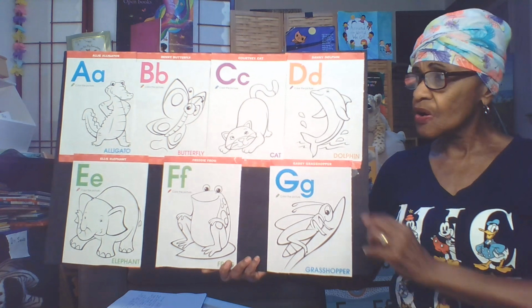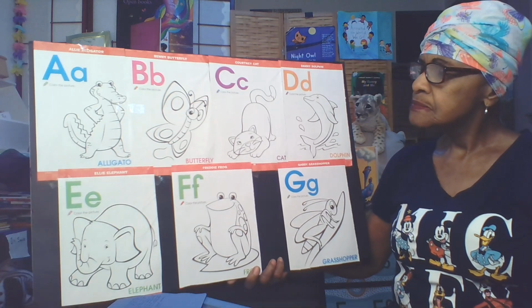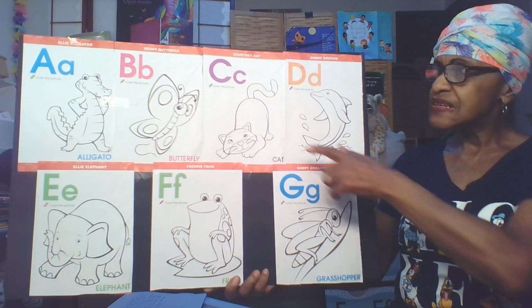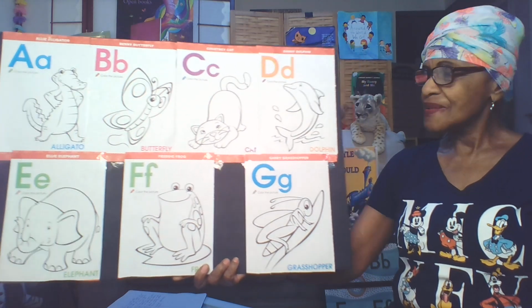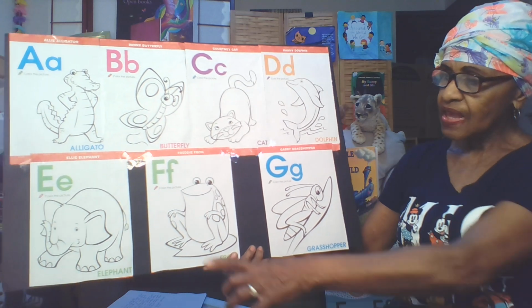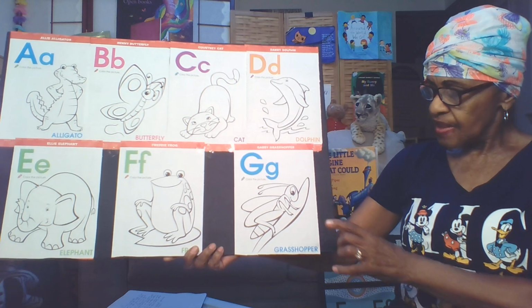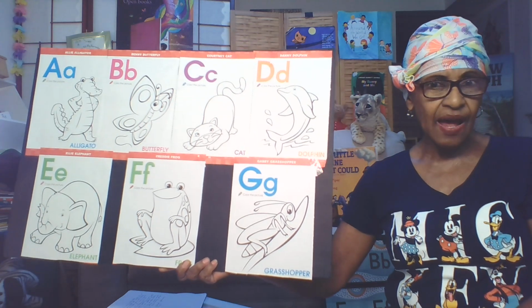So we're going to start. A, alligator. B, that's a butterfly. C, a cat. D, dolphin. E, elephant. F, frog. And G, that's a grasshopper.